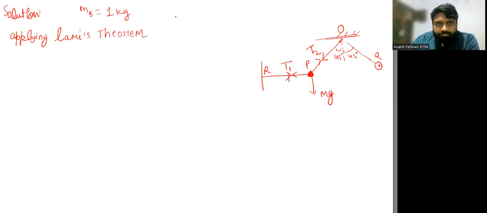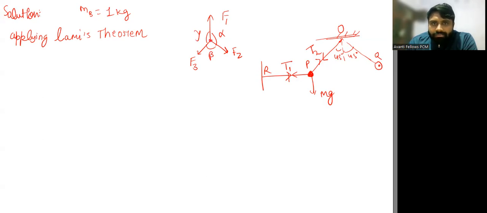Lami's theorem says that if there are three forces F1, F2 and F3, and the angle between them is alpha, beta and gamma, and they are concurrent at a point, then according to Lami's theorem, F1 over the sine of the angle between the opposite two vectors, which is beta: F1 upon sine beta is equal to, similarly for F2, F2 over sine of the angle between F1 and F3, which is gamma, equal to F3 over sine alpha. This will result in a constant.